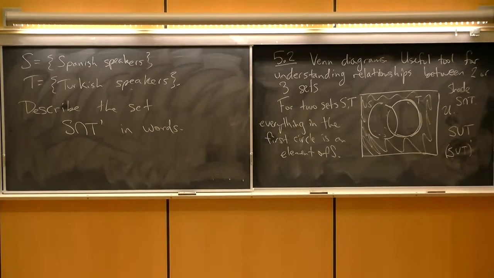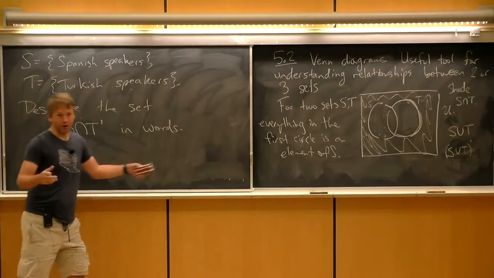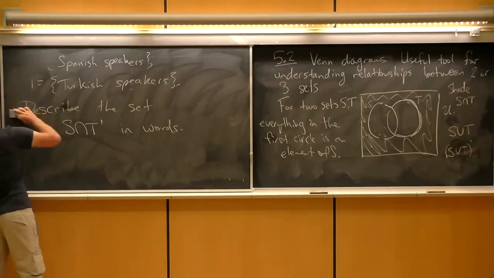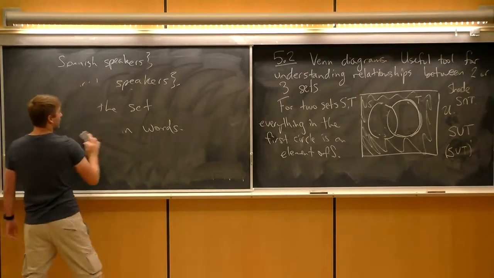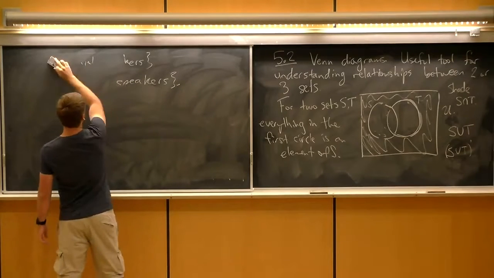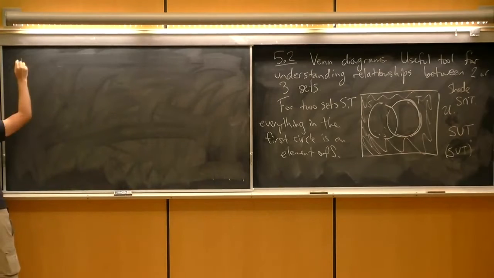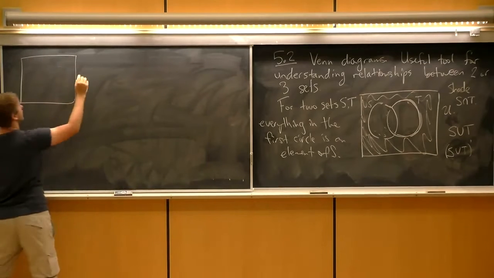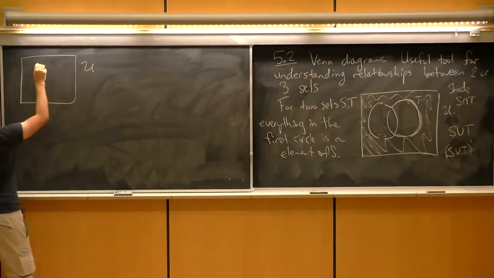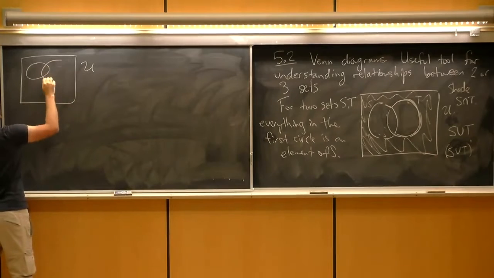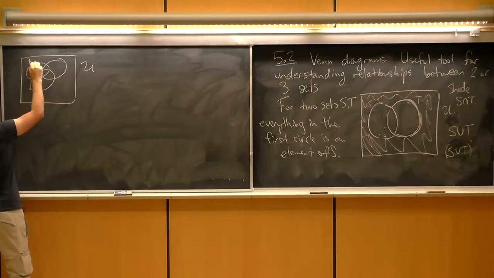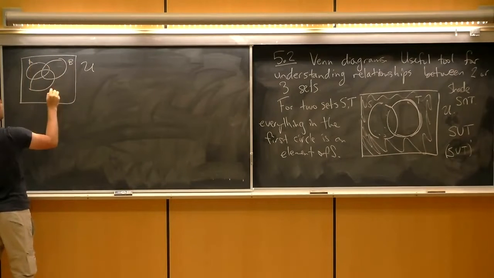Okay, so this was a Venn diagram for two sets. This is probably the most common one that you've seen before. You can also draw Venn diagrams for three sets. So this is my universe. A Venn diagram for three sets would look like this. Let's say my sets are A, B, and C.